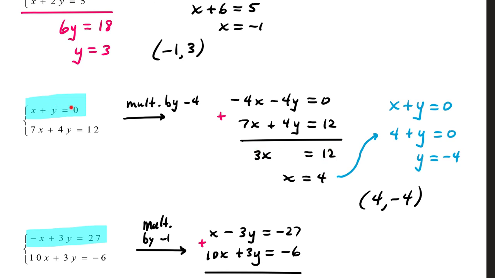Now going back to that simpler equation at the top, I'm going to replace x with 4, so y has to be negative 4, giving us the ordered pair 4, negative 4.